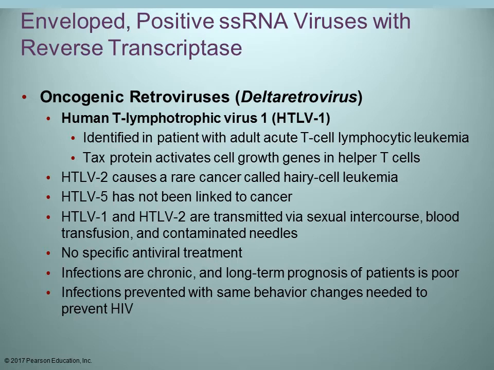The oncogenic retroviruses. One is the human T-lymphotropic virus 1, or HTLV-1. Usually it's identified with someone who has acute T-cell lymphocytic leukemia. There are different proteins that it makes that activate cell growth.